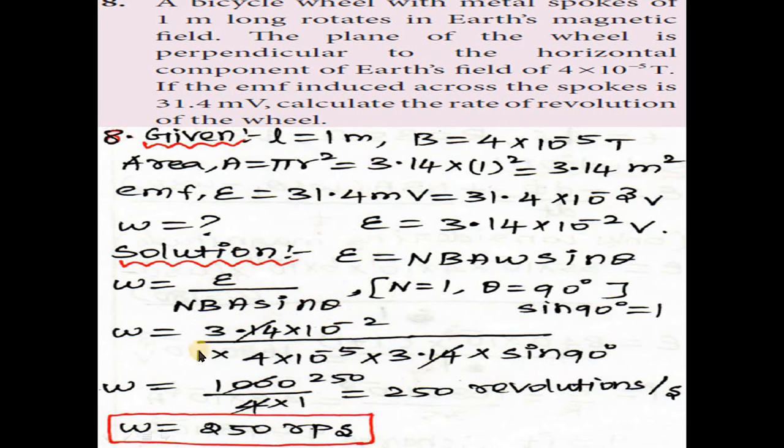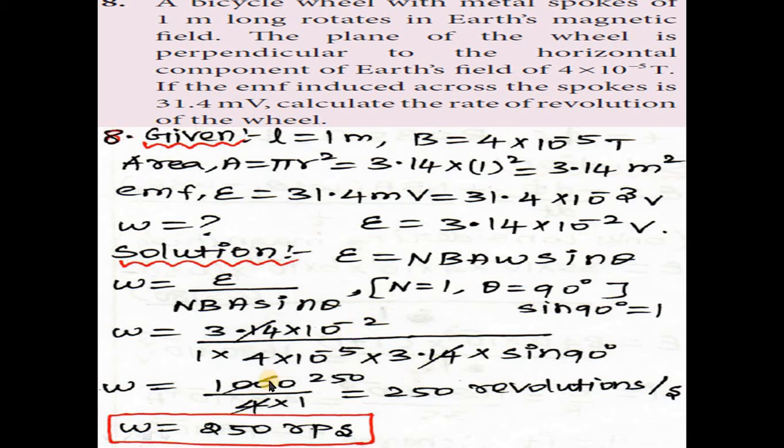Substituting the known values, epsilon is 3.14 into 10 power minus 2, divided by N is 1, into magnetic field B is 4 into 10 power minus 5, into area 3.14, into sin 90 degree. Sin 90 degree value is 1. 3.14 and 3.14 cancel each other. Remaining term is 10 power minus 5 goes to the numerator side, which means 10 power plus 5. 10 power plus 5 into 10 power minus 2 is 10 power 3.